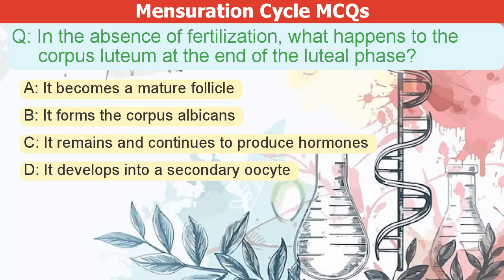In the absence of fertilization, what happens to the corpus luteum at the end of the luteal phase? A. It becomes a mature follicle. B. It forms the corpus albicans. C. It remains and continues to produce hormones. D. It develops into a secondary oocyte.